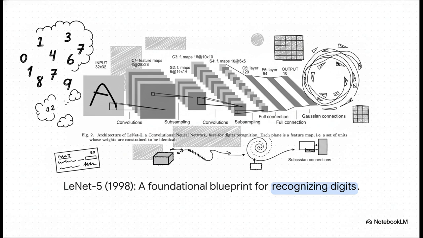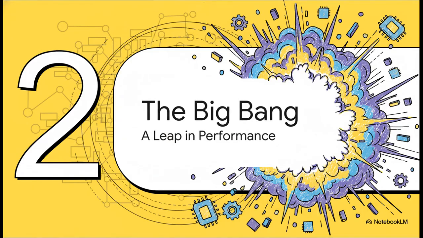First, convolutions, which are like these little detective filters that scan the image for basic stuff like edges and curves. And second, subsampling, which is a clever way of shrinking the image down to focus only on the most important bits. This thing was the proof of concept. It showed the world that this whole approach could actually work. So for more than 10 years after LeNet-5, things kind of ticked along. Progress was happening, but it was slow.